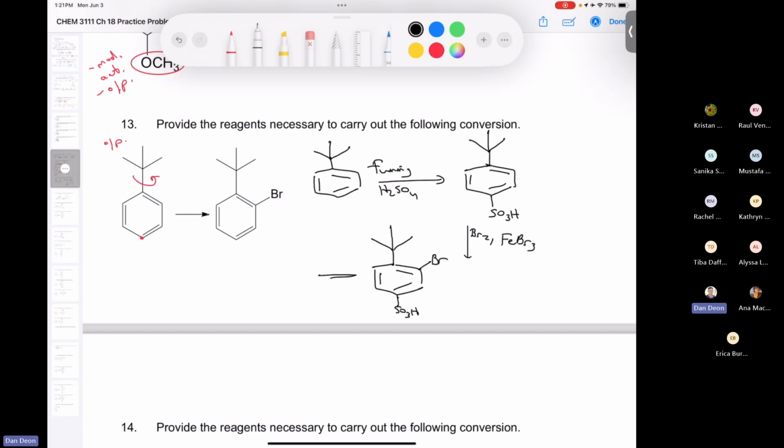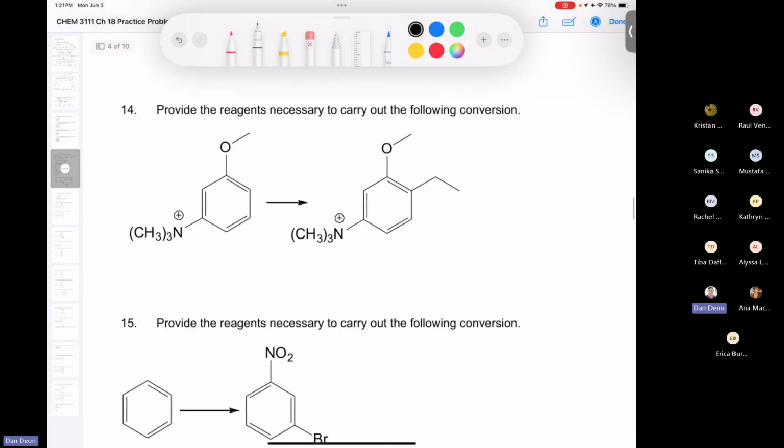Does anybody remember how to remove the sulfonic acid? Does anybody remember how to get rid of that blocking group? Yeah, thanks, Erica. Dilute H2SO4. Rock and roll, organic chemistry. Let's keep going. Okay, the next one is provide the reagents necessary to carry out this transformation.